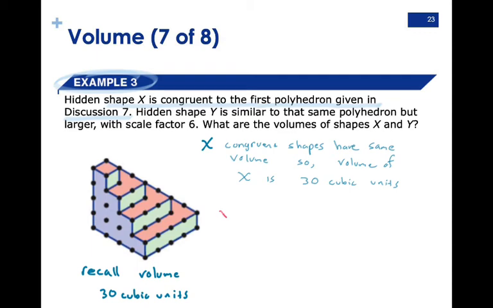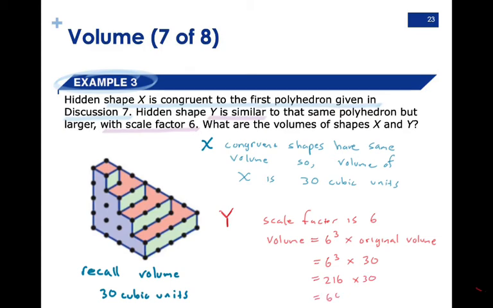So we have another one that has a hidden shape, which again, we don't want to draw out, but this one has a scale factor of 6. And so that means our volume is going to go up by 6 cubed times the original volume. So 6 cubed times 30, which is 216 times as much. So the volume of this new figure that has a scale factor of 6 would end up being 6,480 cubic units.